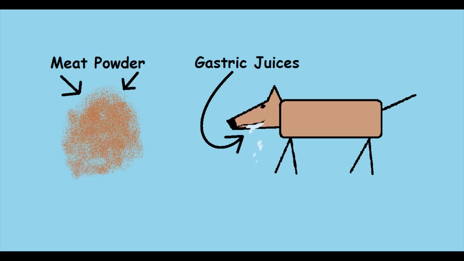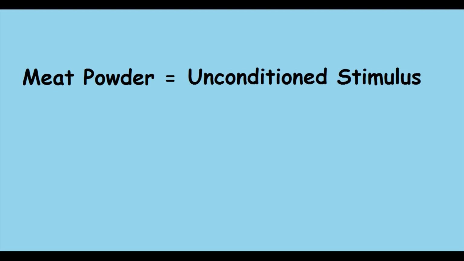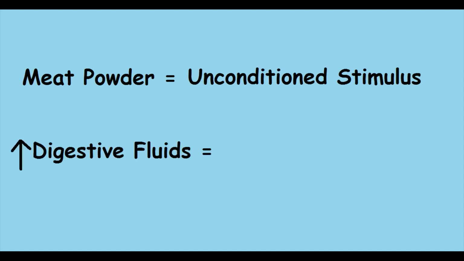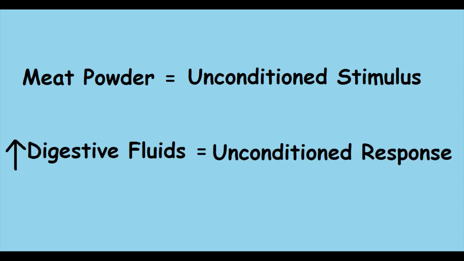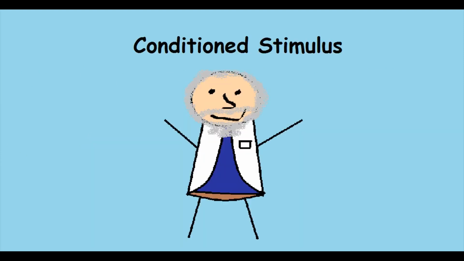Pavlov gave meat powder to the dogs he was studying in order to see how their gastric fluids reacted. The meat powder is what is called an unconditioned stimulus, and the increase in saliva and other digestive fluids is called an unconditioned response. Drooling, when presented with food, is already programmed by nature without the experimenter's influence. The experimenter's presence becomes what is called the conditioned stimulus. Why? Because it is a new variable that the dog is associating with food.